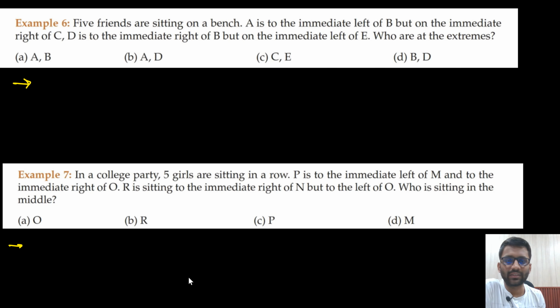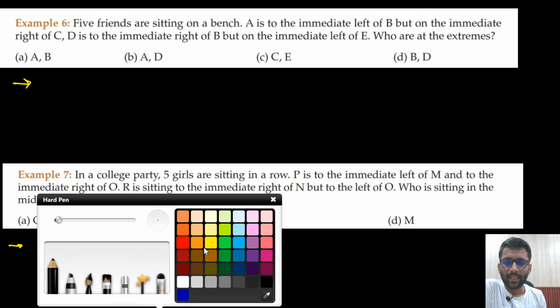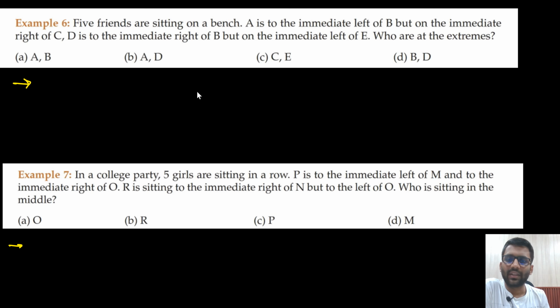5 friends are sitting on a bench. A is immediate left to B. Left of B is A. This is your left and this is your right. A is immediate left to B, but on the immediate right of C. So right of C is A. In the right direction of C, there is A. Okay.